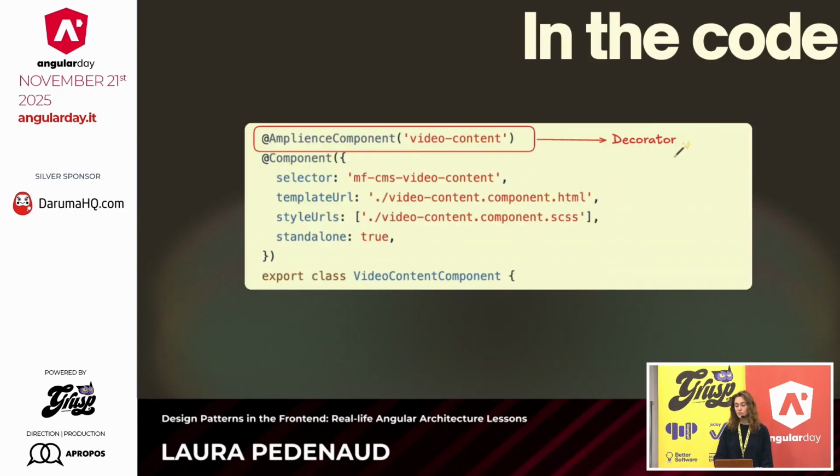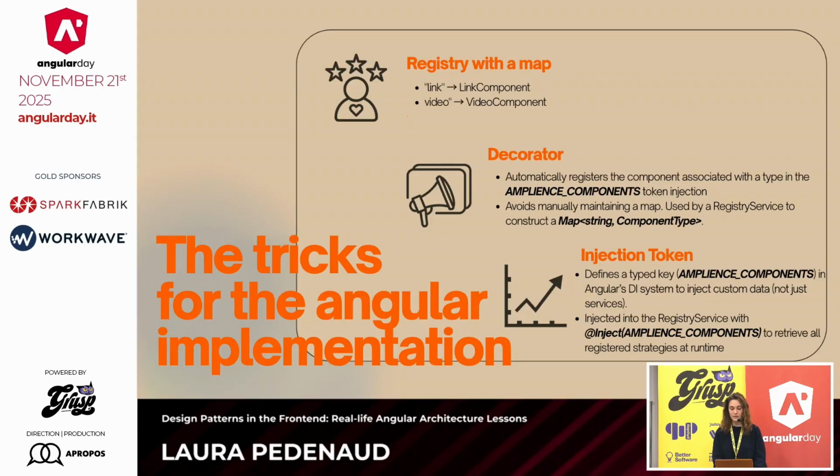In the code, it just shows like this. So we created our custom decorator, and then we added it in our components. So for example, appliance, which is the name of the CMS, at appliance component, video content. And then the last trick for our Angular implementation is using the injection token.